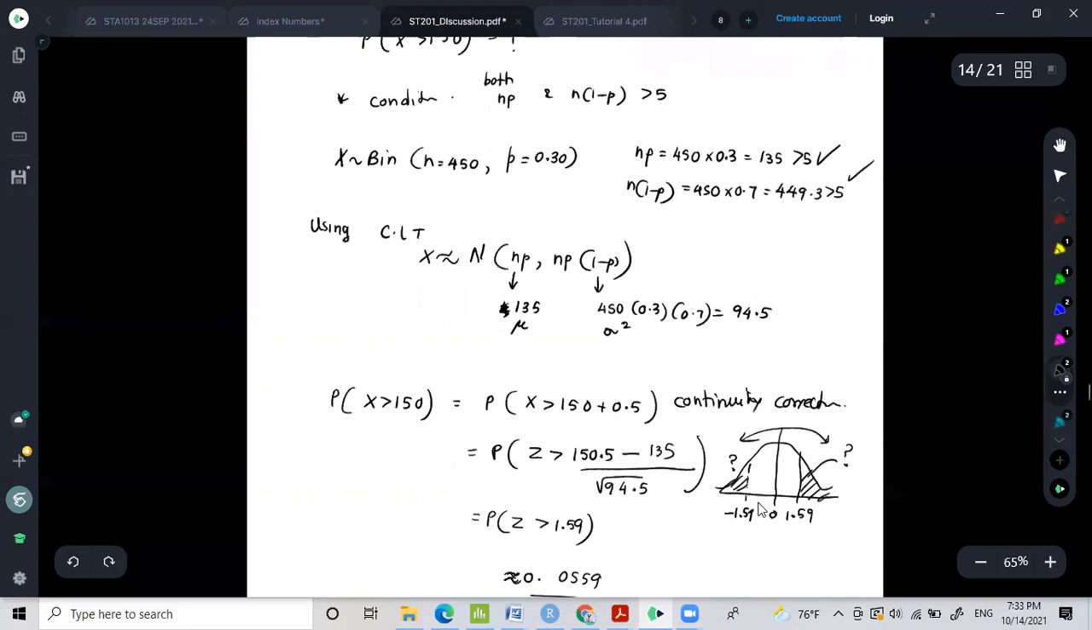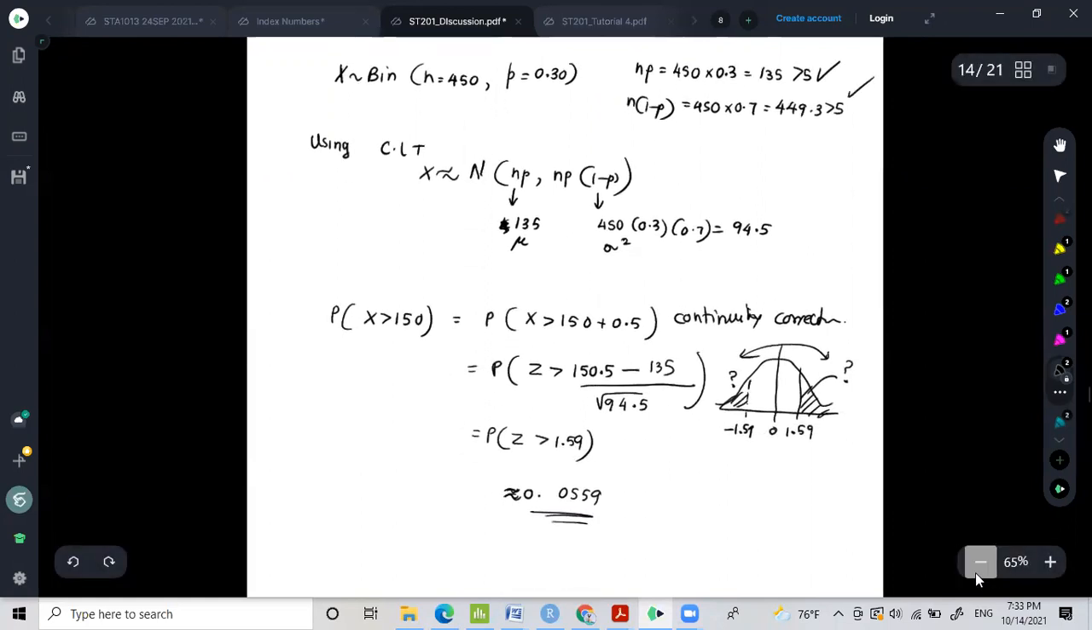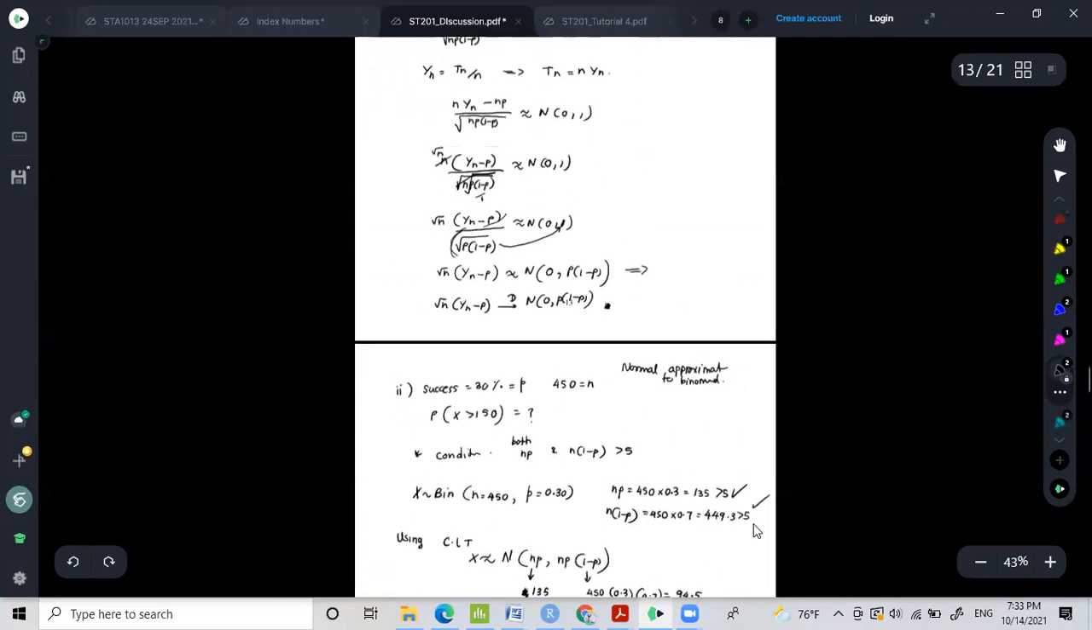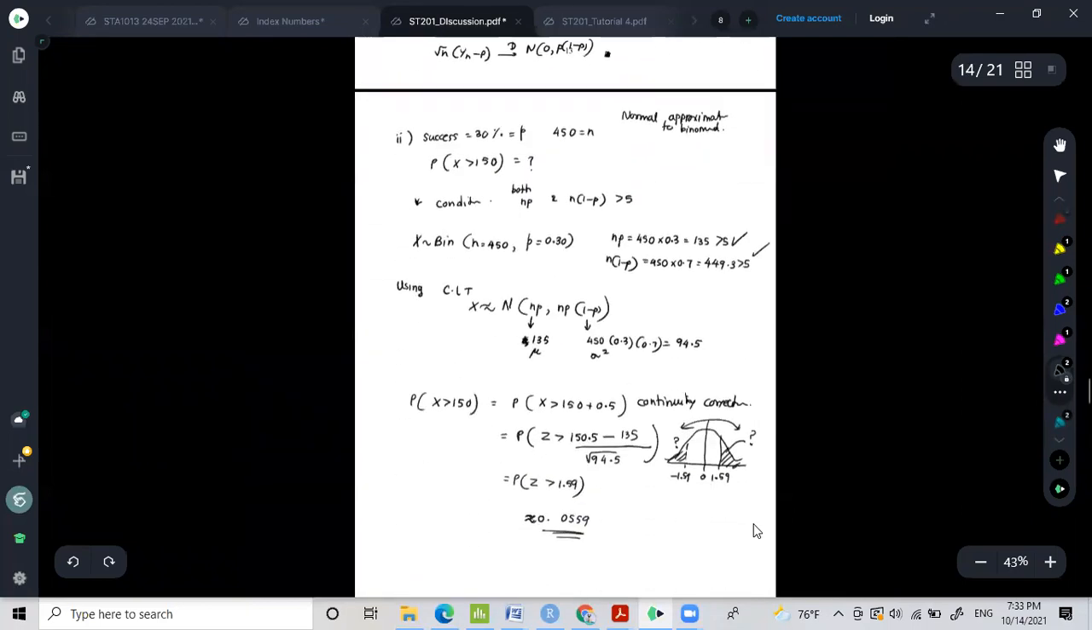Even with the Poisson, this is the same thing you do. In Poisson, your mean will be lambda and the variance will be lambda as well, so the standard deviation is square root of lambda. Is it clear now, part C 1 and 2?